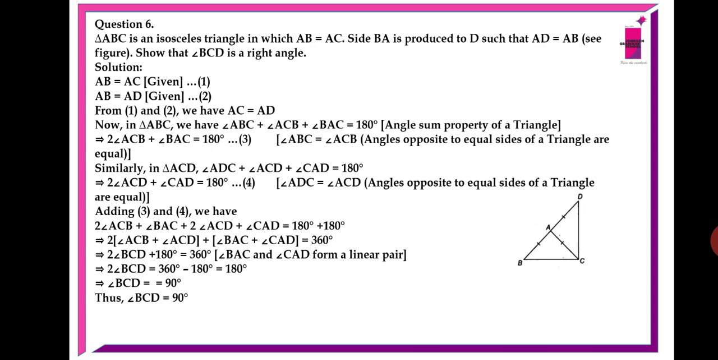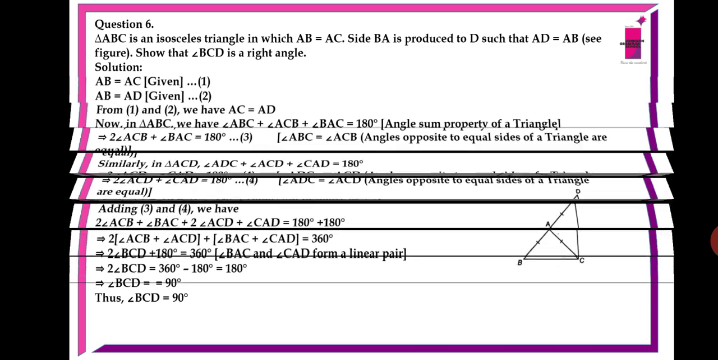Since BAC and CAD form a linear pair, 2 angle BCD equals 360 minus 180, which gives you 180. Therefore, angle BCD equals 90, because 180 divided by 2 gives you 90. Thus, angle BCD equals 90 degrees. We have shown it.